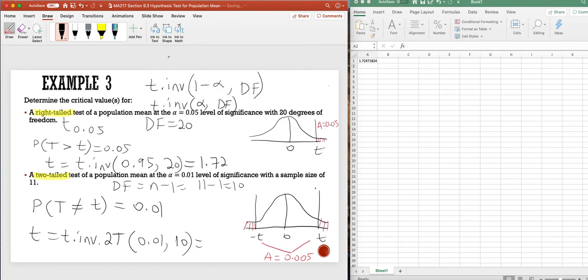So tossing this into Excel would give us the following. So this would be equals T.INV.2T of 0.01 comma 10. This would give us a t-statistic here of 3.17. But we're supposed to have two of them because this is a two-tailed test. So since this is symmetric, this would be positive and negative 3.17.